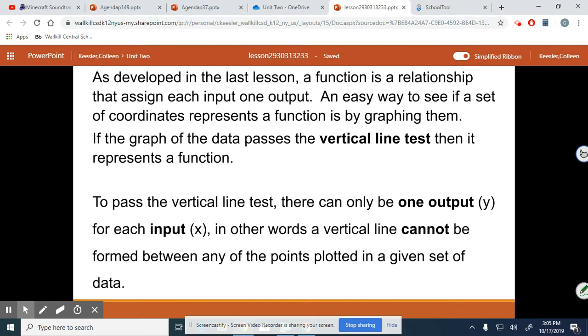So as developed in the last lesson, a function is a relationship that assigns each input one output. An easy way to see if a set of coordinates represents a function is by graphing them. If the graph of the data passes the vertical line test, then it represents a function. To pass the vertical line test, there can only be one output, or y, for each input, or x. In other words, a vertical line cannot be formed between any of the points plotted in a given set of data. So let's see what this looks like on a coordinate plane.